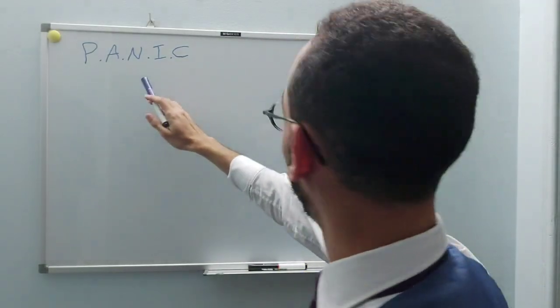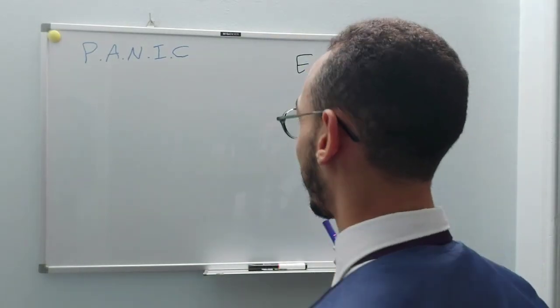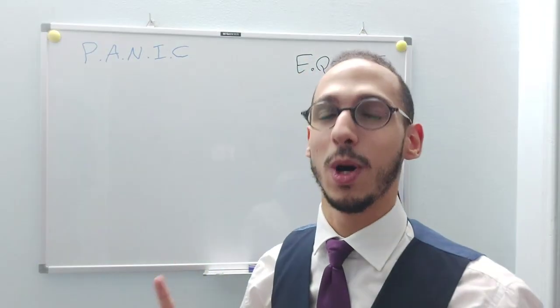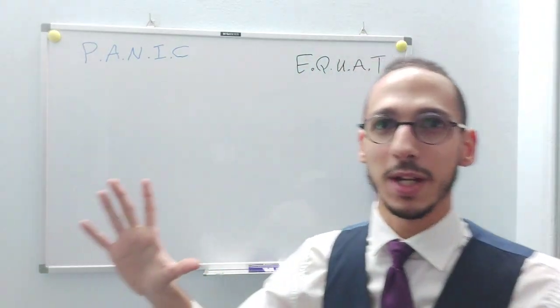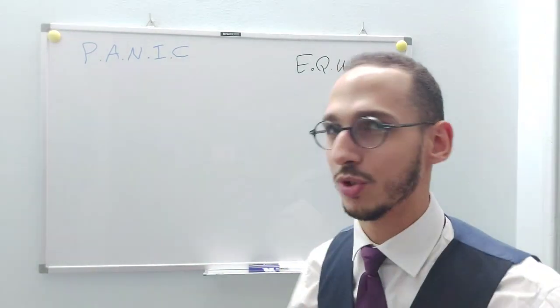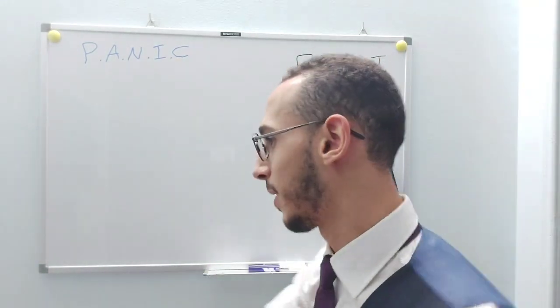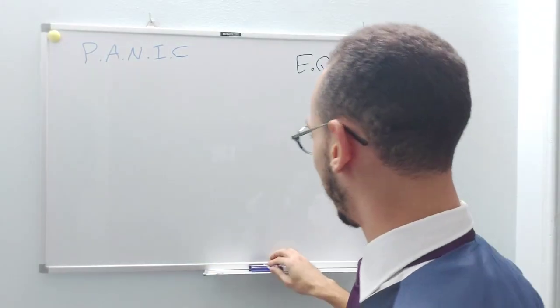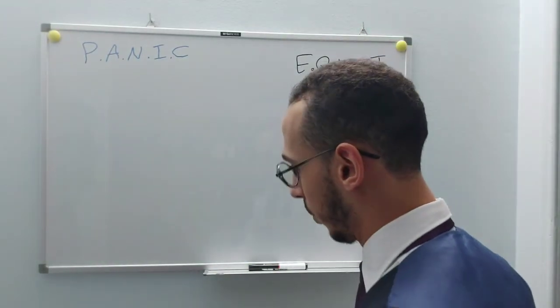So we have the P.A.N.I.C model and the E.Q.U.A.T model. And we're going to be explaining in more detail why there are two models, and it's not just one big model, it's two separate models that work in tandem with each other. So before we get started with that though, let's establish a few key rules.